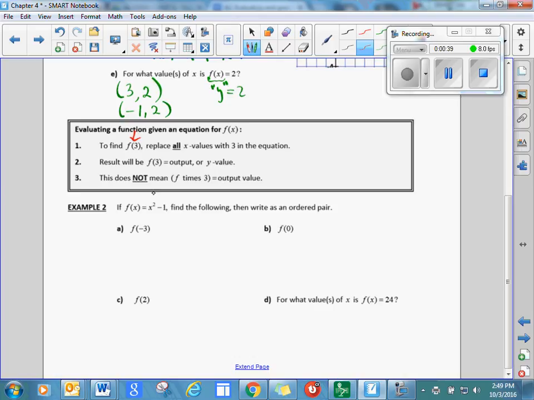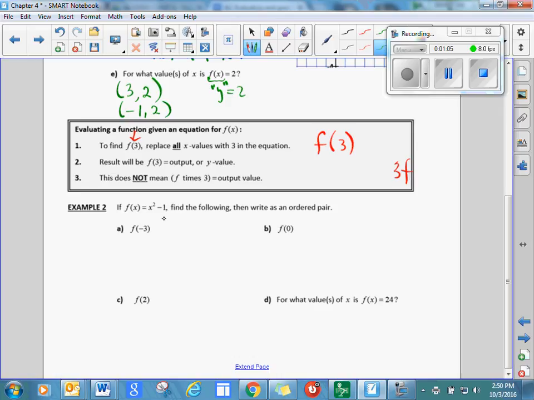She wrote this on here, and I agree. F of 3 is not multiplication. Generally speaking, as a matter of fact, always, when we have a number and a variable multiplied together, the coefficient comes first. 3f means multiply. F of 3 does not mean multiply. So let's go down and look at a couple of quick examples.